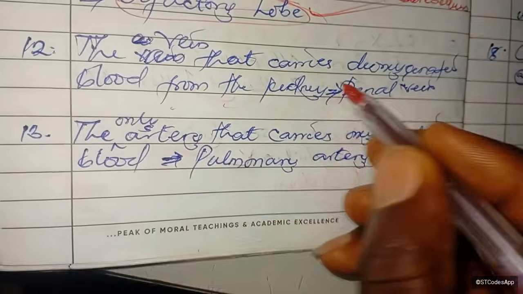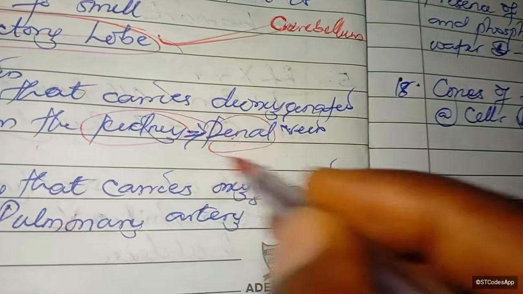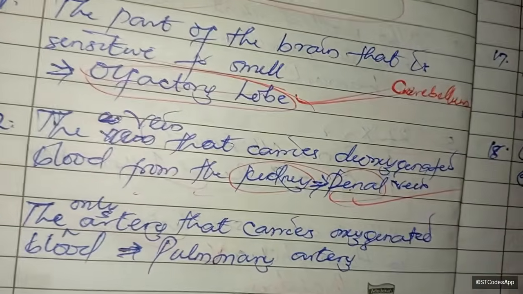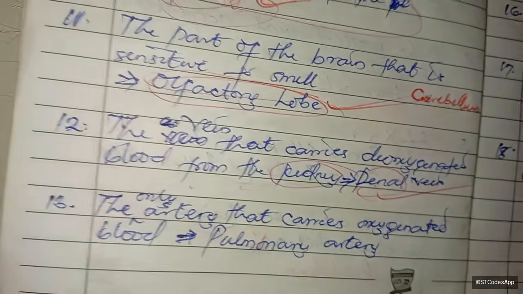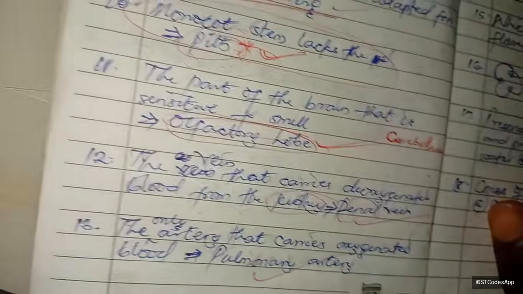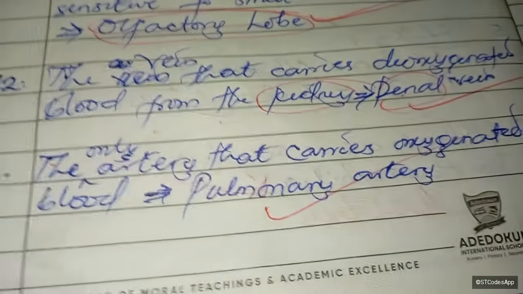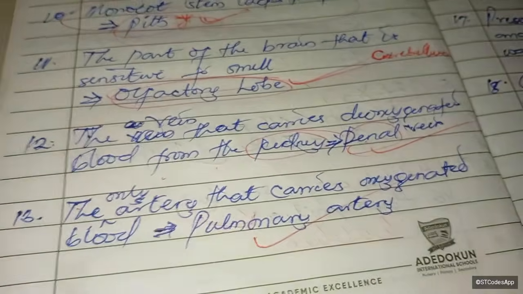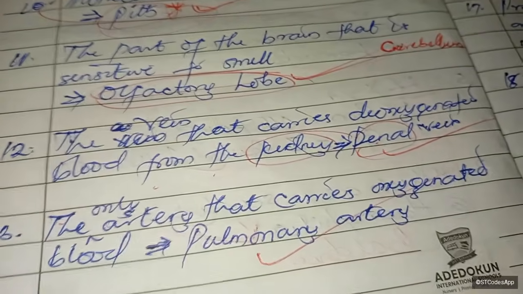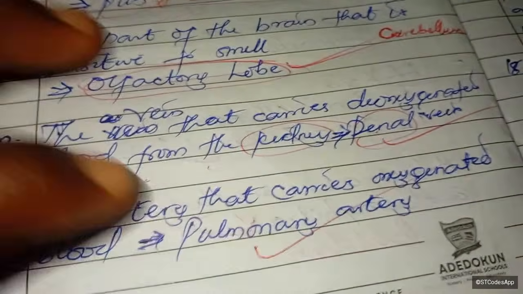The vein that carries the oxygenated blood from the kidney. What's associated with kidney? Renal. Exactly. So it's the renal vein. And the only artery that carries oxygenated blood is the pulmonary artery. Now again, keep in mind, one of the things this will do for you is that when you see the question, you just speak directly, quickly. Exactly. I mean, sometimes you have to make sure you read it before you speak, but this will speed you up a little bit more. Exactly.